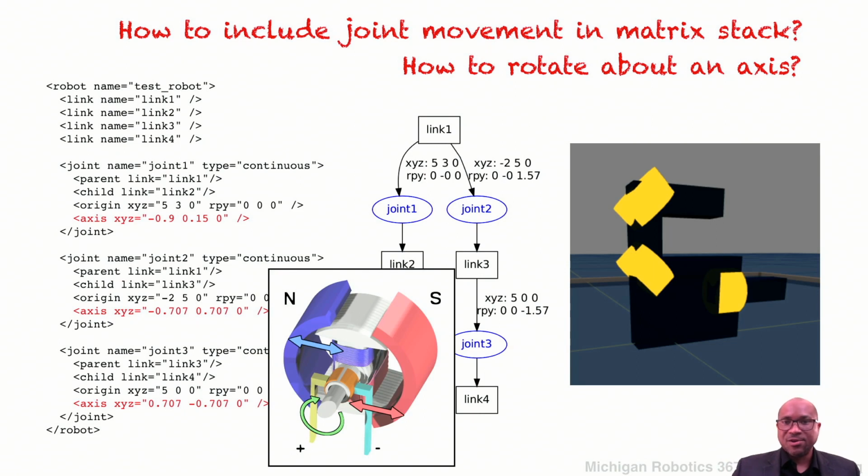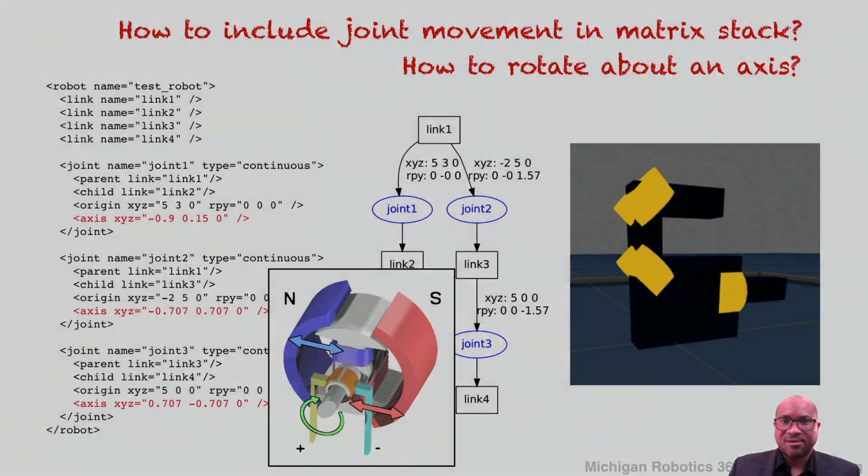But assuming that there is some actuator, whether it be an electromotor, hydraulic, pneumatic, which is air-based, or maybe a polymer actuator that uses chemical reactions to produce motion, you're using some other phenomenon. Once you have something that can produce motion, how do we include it in the forward kinematics and represent that motion, assuming that we can sense it and that motion is produced? What does it look like to include this in our matrix stack and then rotate about an axis?